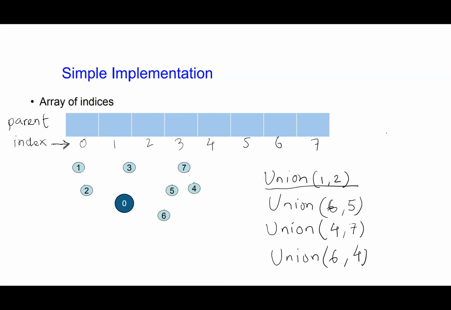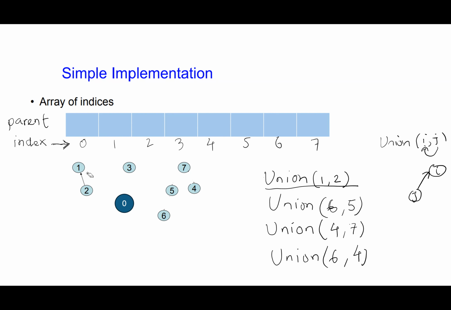I can actually do it both ways. If I am doing union on i and j, it will create a tree with a link from j to i, from the second element to the first element. So if I do 2, 1, a link is created like this, and this one becomes the tree, and the representative for this is 1.